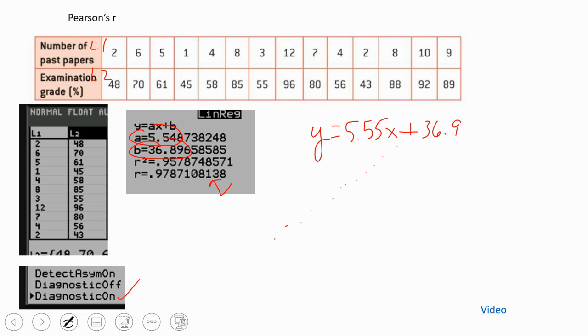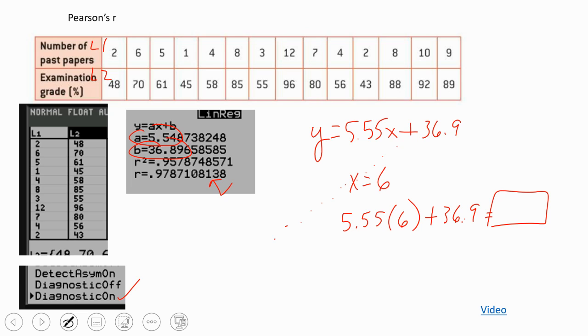They said, what if you took 6 papers, x equals 6, what would your examination grade be? You'd take 5.55 times 6 plus 36.9. You do not use the value on the table, and you get a number.